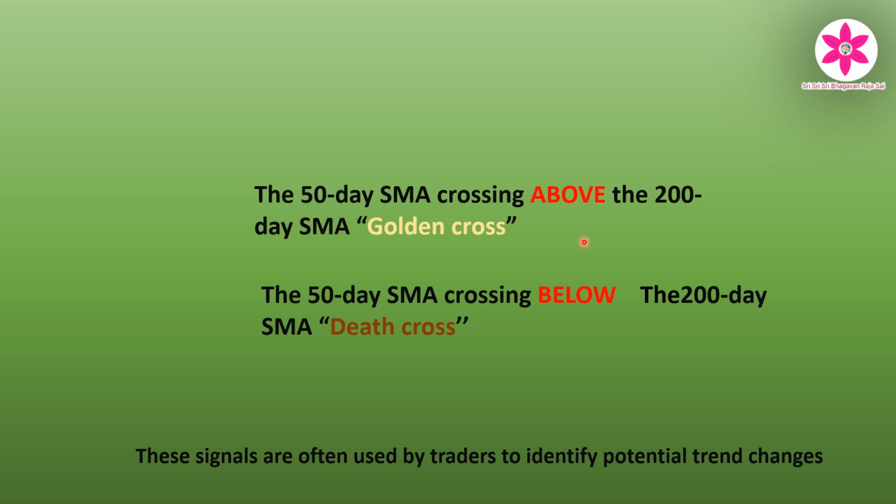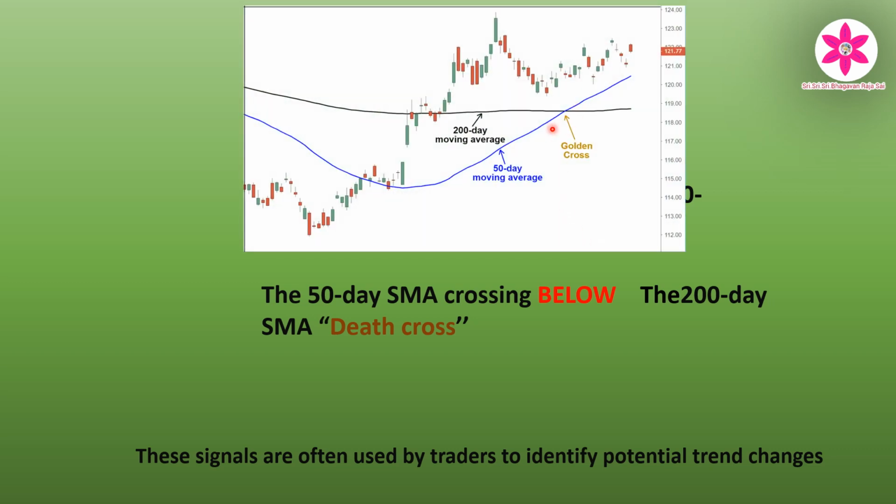Here, you can see the chart. This is the 200-day moving average, this is the 50-day moving average. So the 50-day moving average is crossing the 200-day moving average. Such a cross is called a Golden Cross. Here the buyers get a good opportunity to buy the stock.